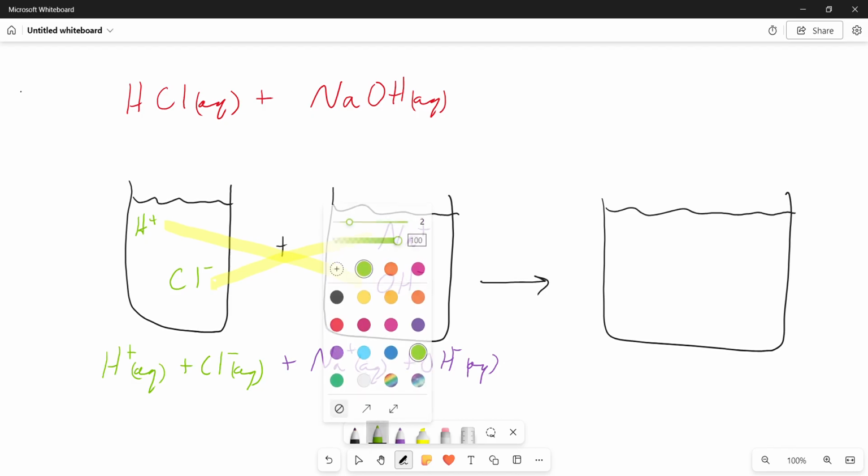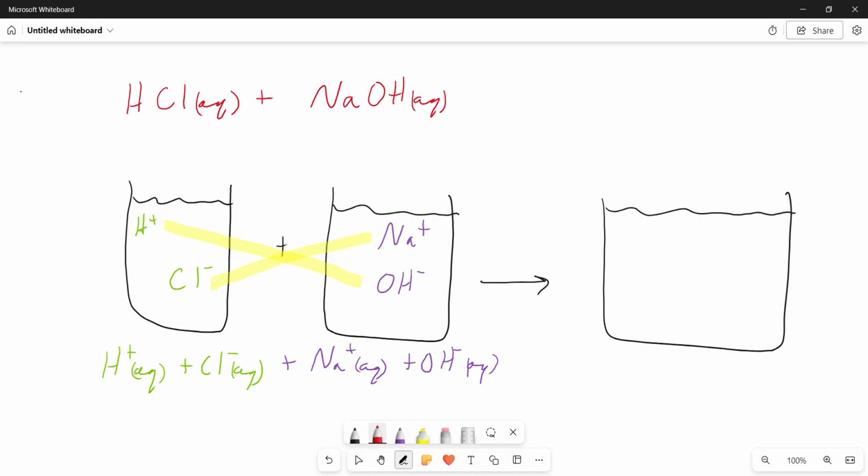Well, let's take a look. H+ and OH-. Okay, what do they form? Well, in some classes you might have been told it's okay to write HOH, but not in this class. HOH, if you can't figure out that HOH is just H2O, I don't know what to tell you.